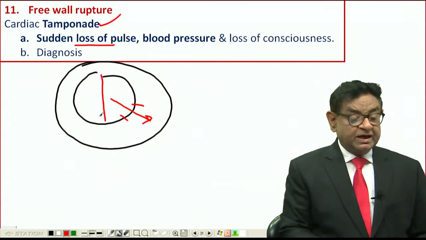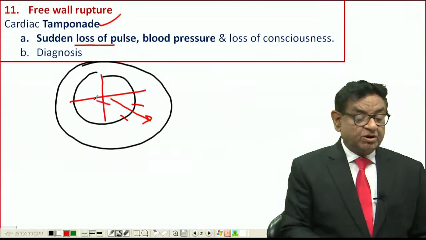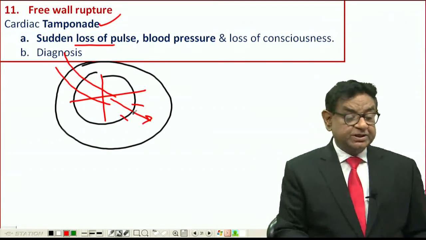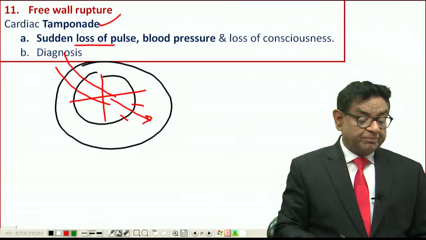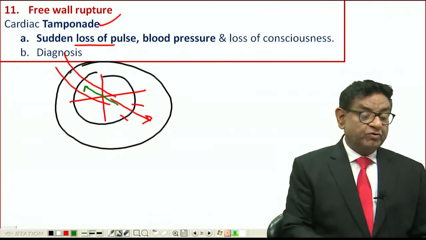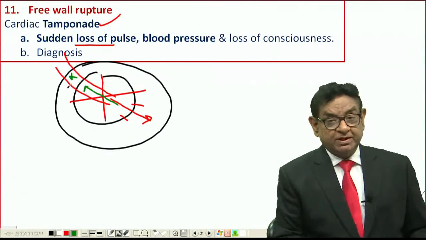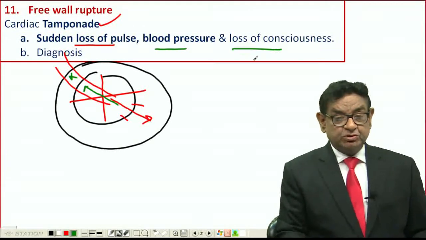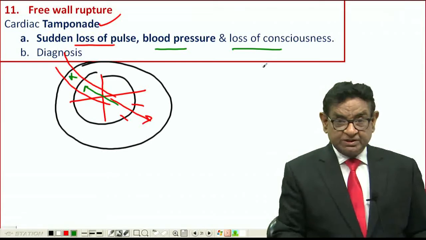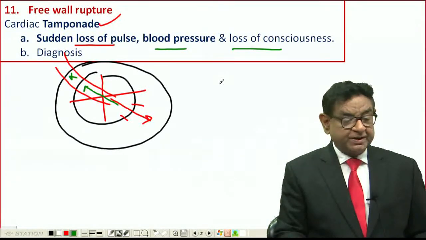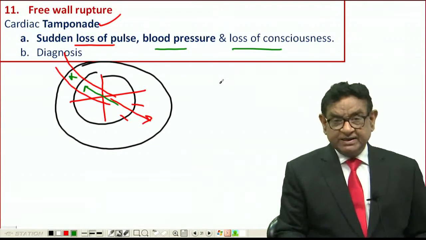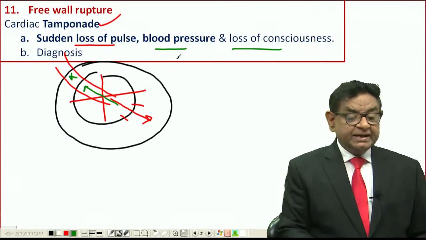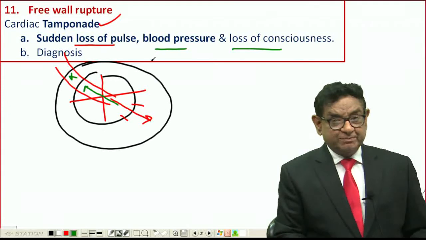Why? This is the heart. It has ruptured. This is the aorta going out. As the heart is leaking, there is no forward flow of blood at all. The patient loses the pulse immediately. BP will be near zero, and the patient may lose consciousness because there is no blood going into any part of the body. We can diagnose by echocardiography, and here the patient will come pulseless, with no BP.